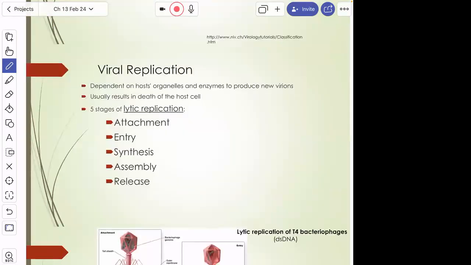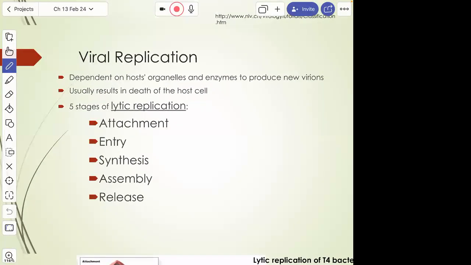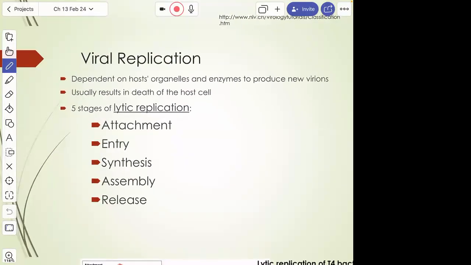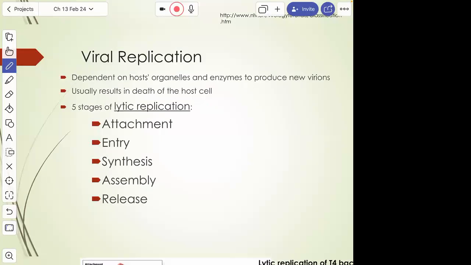All right, so let's get into the part that's maybe a little bit more conceptually difficult, which is the replication of viruses. There are two different ways that viruses will replicate. And we'll talk about it first in viruses that infect bacteria, bacteriophage, and then we'll think about a few things that are a little bit different as far as entry and release with viruses that infect animals.